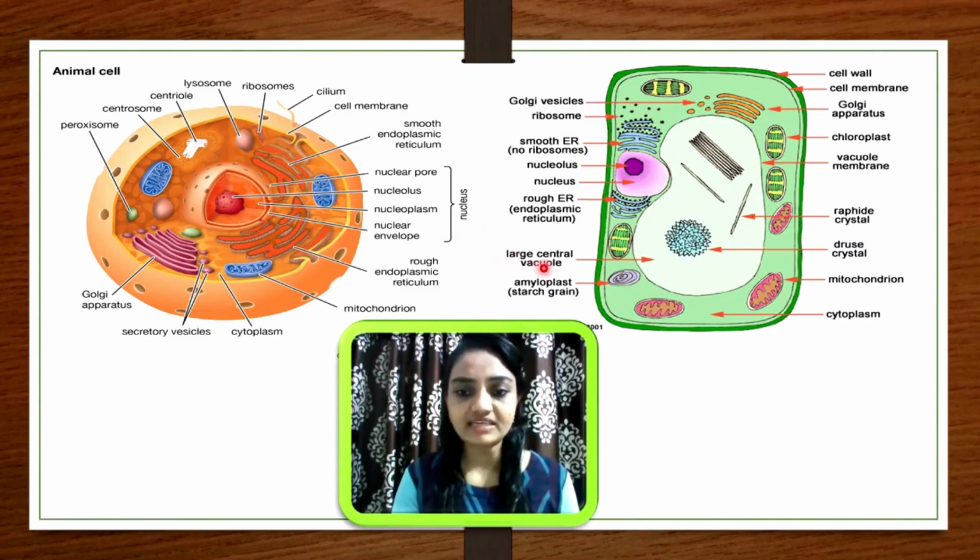Large central vacuole is plant-specific, while rough endoplasmic reticulum is common between these two. Nucleus is also common. Nucleolus is common. Then smooth endoplasmic reticulum is also common between these two. Then Golgi vesicle, it is now called dictyosome. Then ribosome is also common. So by this discussion, you can get the idea how animal cell and plant cell can be differentiated from each other.